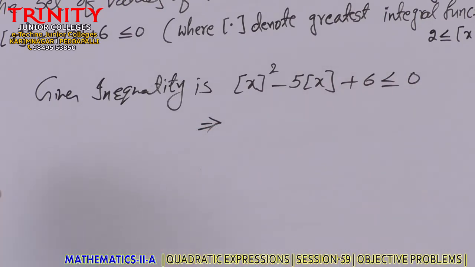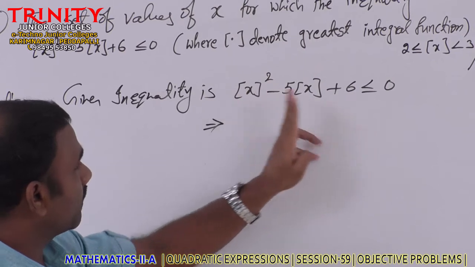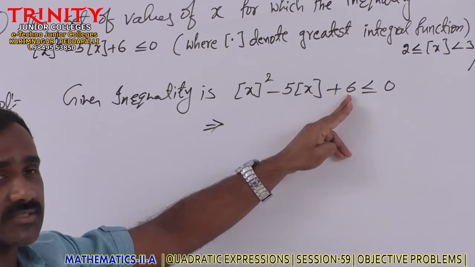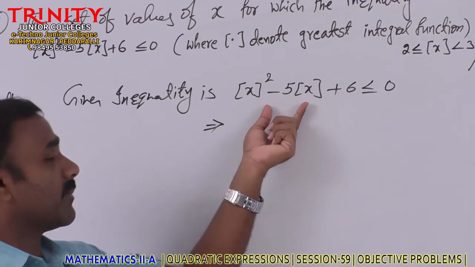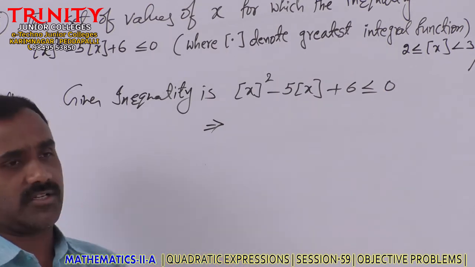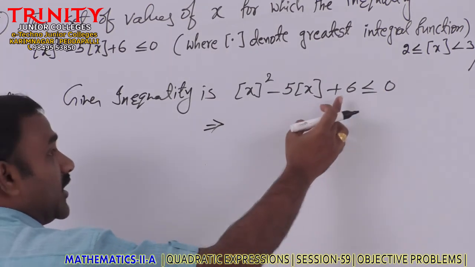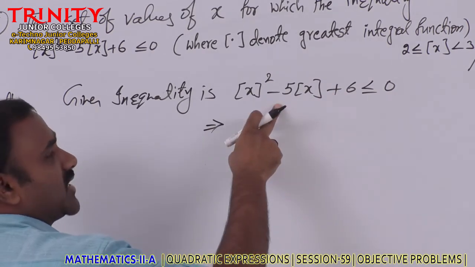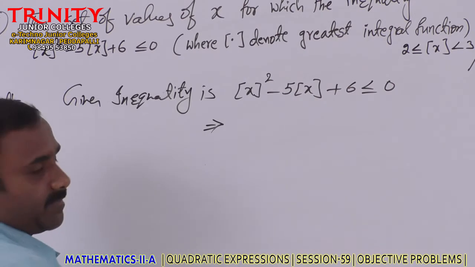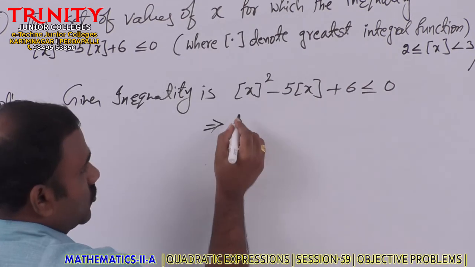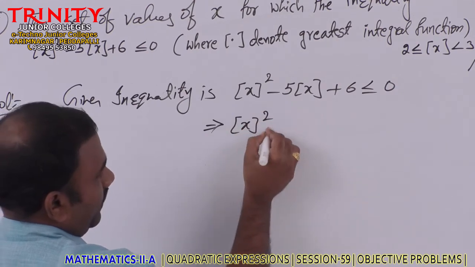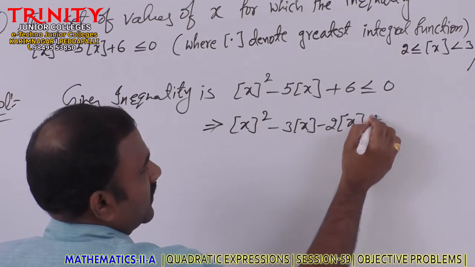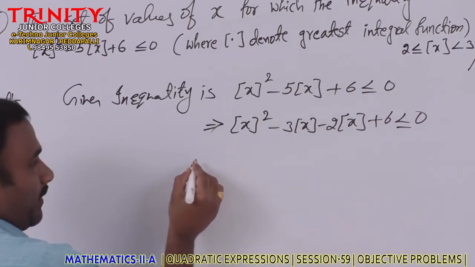Go for factorization. 6 ones are 6, but 6 plus 1 is 7 and 6 minus 1 is 5, and we should get minus 5, therefore 6 and 1 are not the factors. 3 twos are also 6, minus 3 into minus 2 is plus 6, and minus 3 minus 2 is minus 5. Therefore the factors are minus 3 and minus 2, so [x]² − 3[x] − 2[x] + 6 ≤ 0.